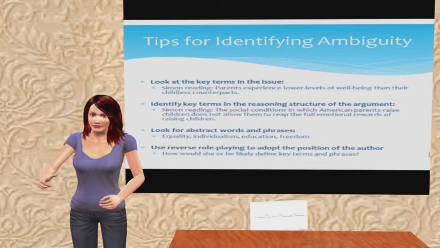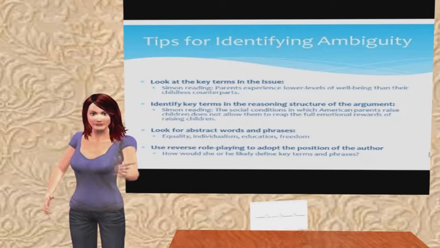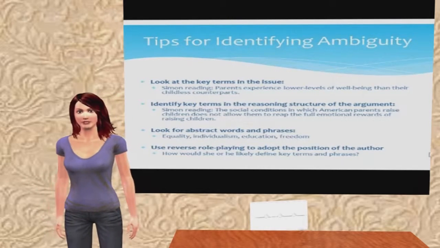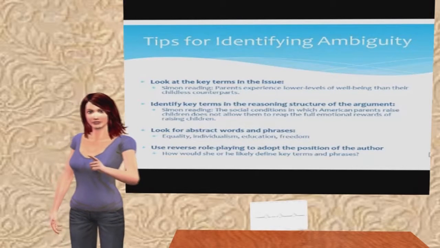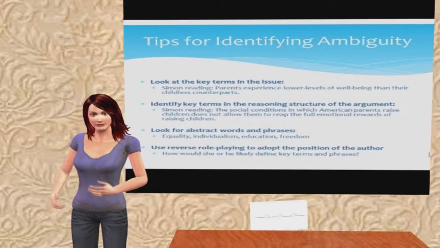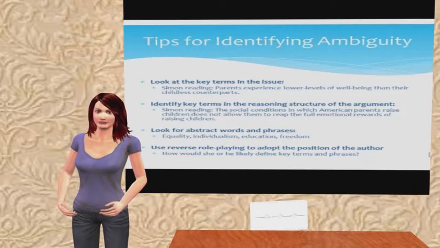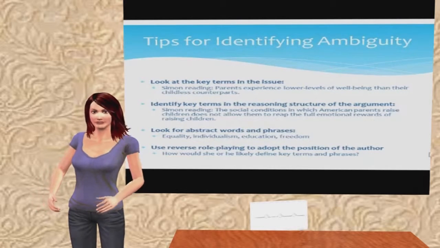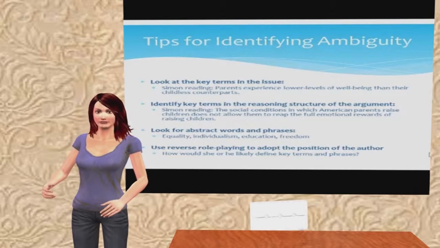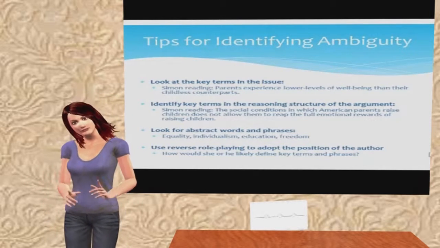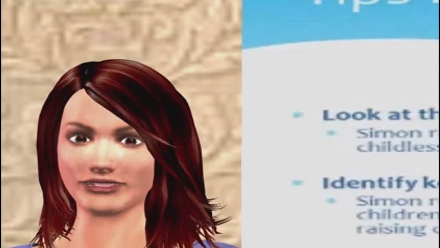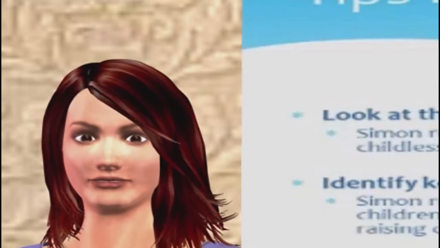Another tip that you want to use is what Brown and Keeley call reverse role playing. Adopt the position of the author and then ask yourself how he or she would likely define key terms and phrases, depending on their particular disciplinary background. Are they coming from a psychology perspective, or a nursing perspective, or a sociological perspective? Then try to put yourself in the shoes of the author and say, okay, what does the author likely mean by this?